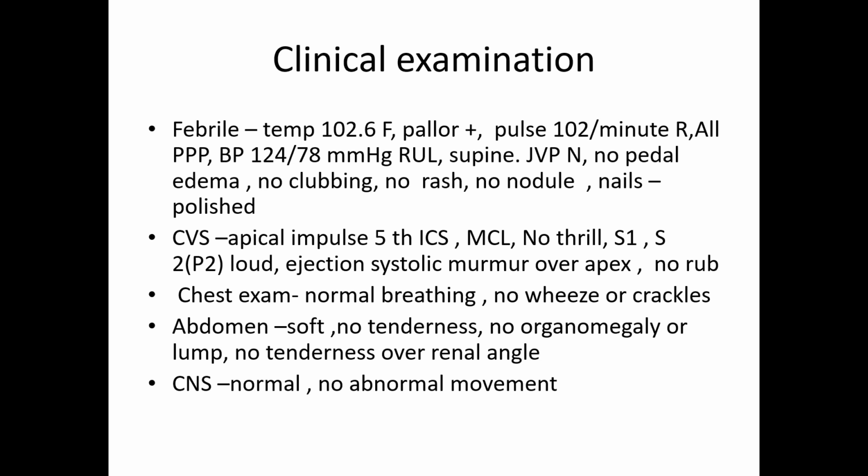Coming to the cardiovascular system examination, her apical impulse was felt in the 5th intercostal space, mid-clavicular line. There was no thrill. The first heart sound was normal. In the second heart sound, the pulmonary component was noted to be loud. There was an ejection systolic murmur over the apex on auscultation. However, there was no rub.